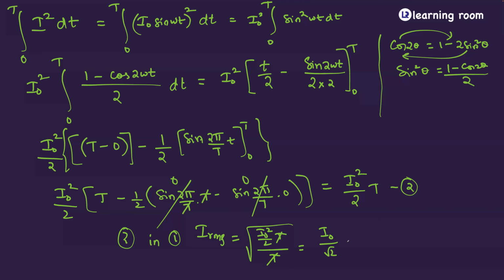It's very simple. If you need to understand how it is, first rationalize it. You will get root 2 by 2. Root 2 is 1.414, so 1.414 by 2 is going to be 0.707 times I naught. And this is going to be the value of how much? What is this called? This is what is called as IRMS.